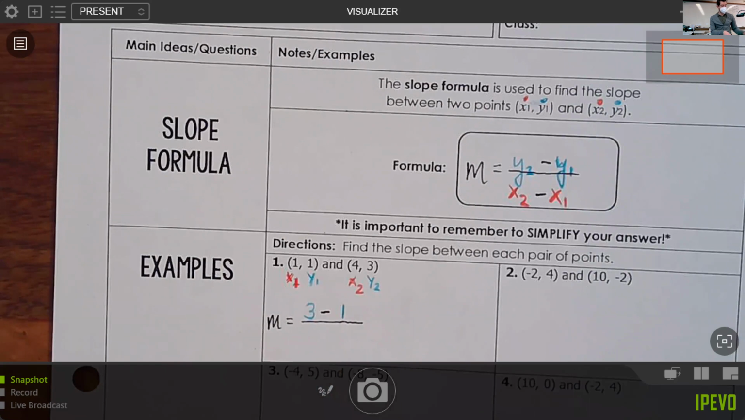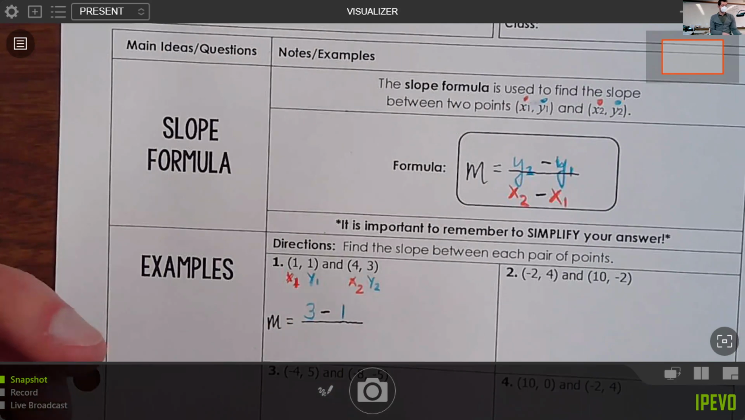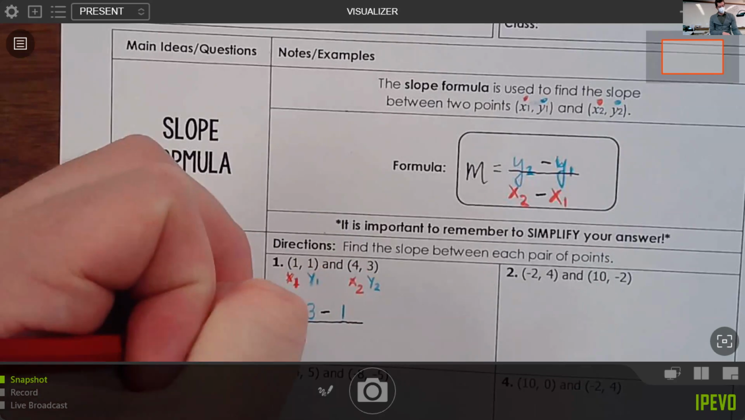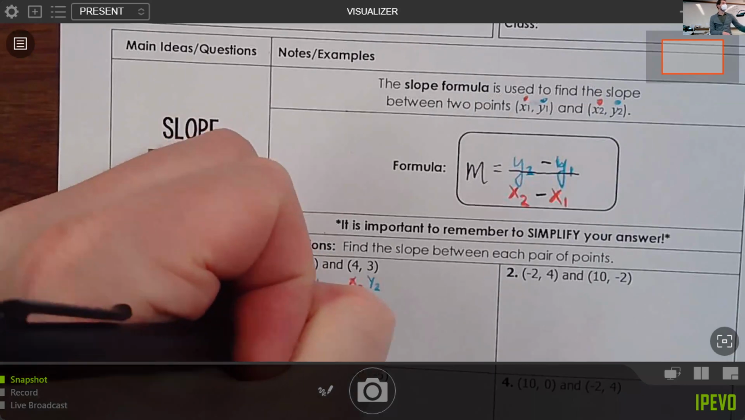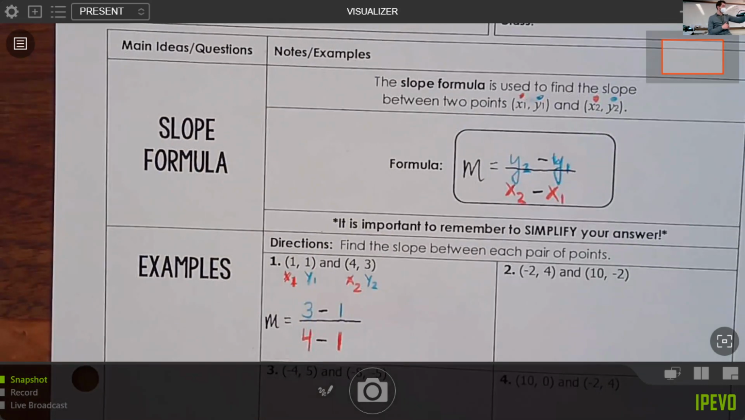And the denominator is the same idea. What number is x2 equal to? 4, yeah. So the denominator has 4, and then minus, what is x1 equal? 1, good. So 4 minus 1 on the denominator. All we're doing is substituting in, and then we're going to do the subtraction on the numerator and the denominator. After that, we're going to reduce the fraction if we need to, and we'll be good to go.